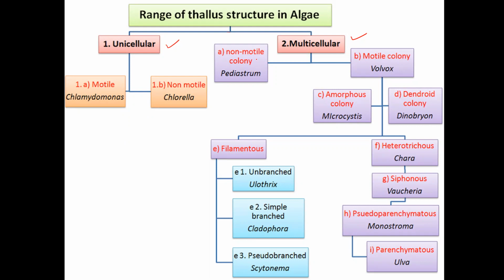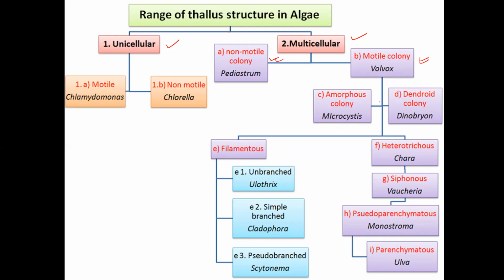Next we have multicellular. This category, multicellular, can again be classified into two types, non-motile colony and motile colony, right? Since they are multicellular, they organize themselves in colonies. Here you will not find motile forms because they are unicellular. Fine. Motile colony can again be subdivided into amorphous colony and dendroid colony.